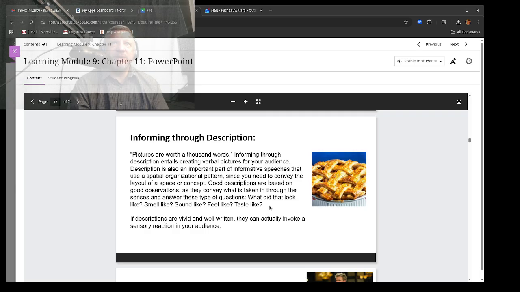Remember that we can describe, inform through description, right? We can tell our audience, give them a picture, paint them a picture. What does it look like? What does it smell like? What does it taste like? What does it sound like? If those descriptions are well written, you can evoke a sensory reaction in your audience. I've had speeches given about baking pies. Between seeing the baked pie, them telling me about the baked pie, I really wanted the baked pie.